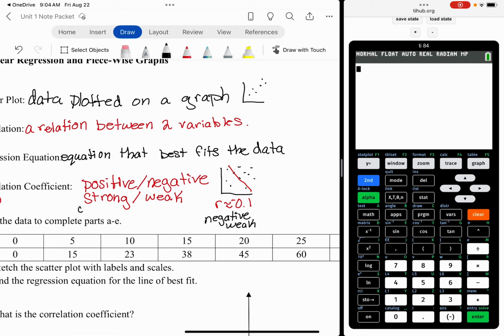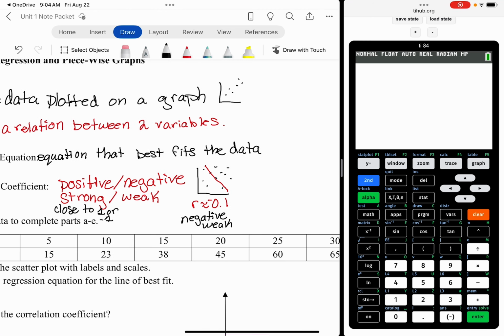So strong means it's close to 1 or negative 1. Weak means it's far away from 1. So 0.1, that's not close to 1. 0.7 or higher, that is going to be close to 1. An example of what it would look like with a positive strong correlation would be if we had a scatter plot like this, and the line goes through those points, and our R value here would probably be a 0.9. It's positive and strong because 0.9 is very close to 1 or negative 1.